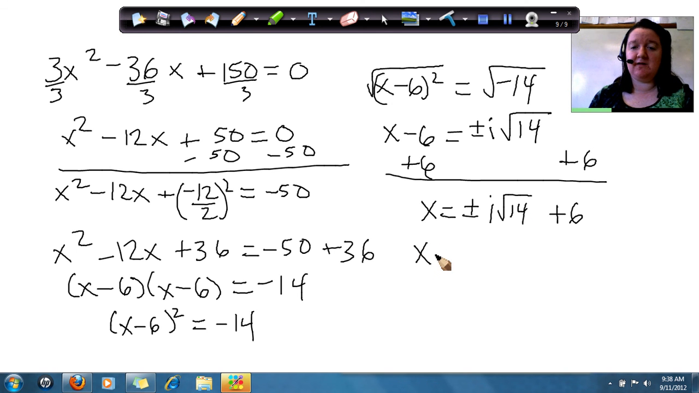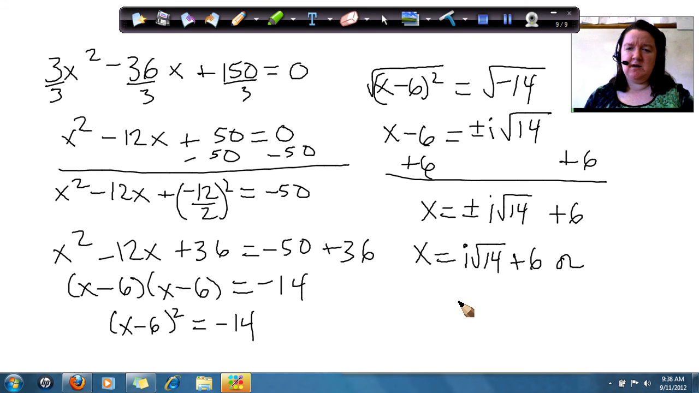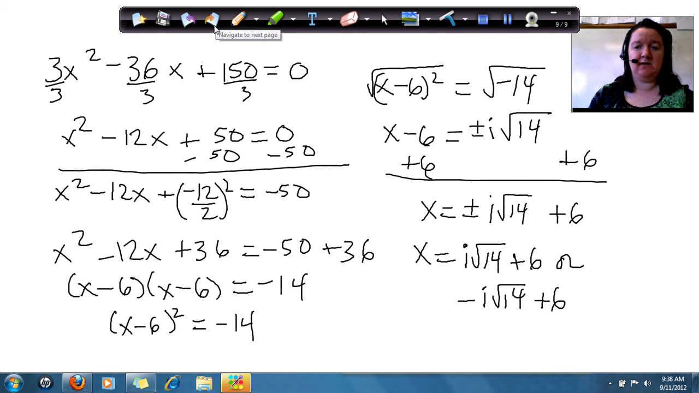So we can have two answers. We can have i square root of 14 plus 6, or we could have a negative i square root of 14 plus 6. Those are all of our examples for today.